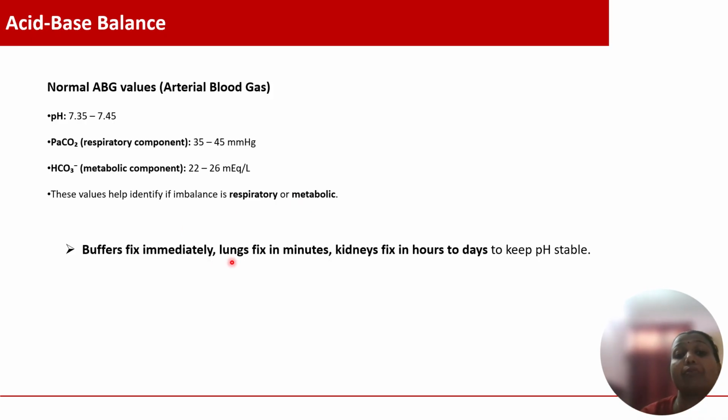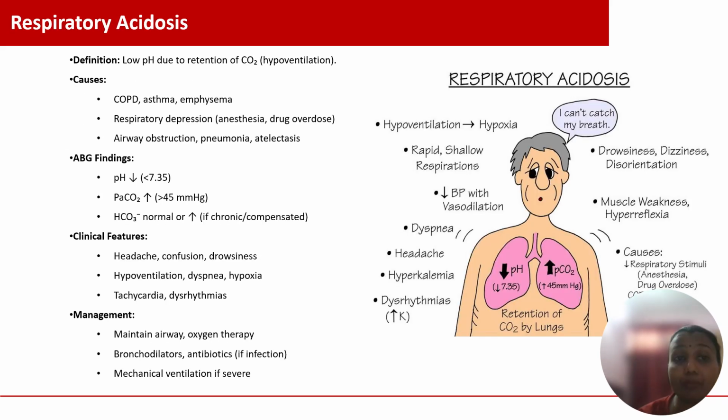Buffer fixes immediately, lungs fix in minutes, and kidneys fix in hours to days to keep the pH stable. Buffer takes action immediately, lungs fix in minutes, and kidneys take hours to days to keep our pH stable. Up to this is the normal thing. Whatever I have discussed is normal. We start with the abnormalities now.